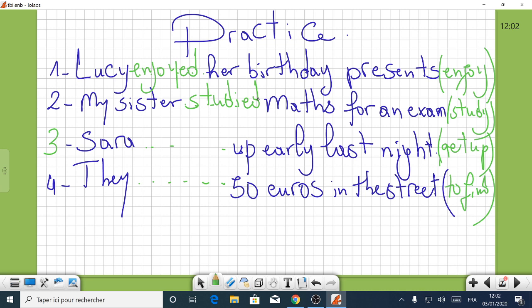And then we have get up. Sarah got up. This verb is irregular. Get up, got up early last night. And here we have they find. We say they found. They found 50 euros in the street. So this is just a little practice for you to see how to form the past simple verbs. We have four sentences here. Lucy enjoyed. This is regular, we have just verb plus ed. Lucy enjoyed her birthday present. And number two, my sister studied maths for an exam. And then Sarah got up last night. And the fourth one is they found 50 euros in the street.